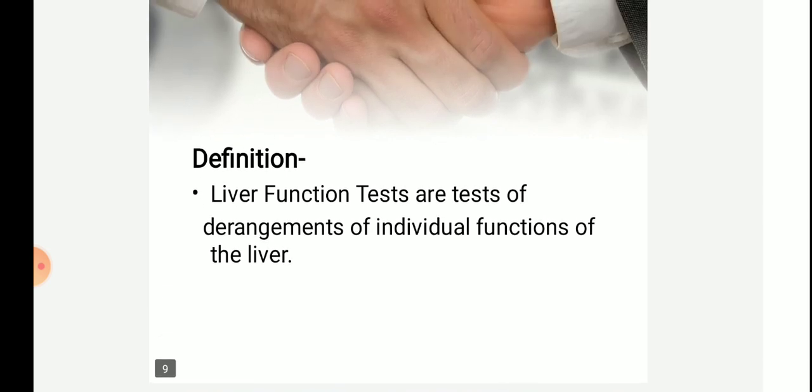So, definition. Liver function tests are tests of derangements of individual functions of the liver. So any derangement in the normal function of the liver, to assess that is the purpose of liver function tests.